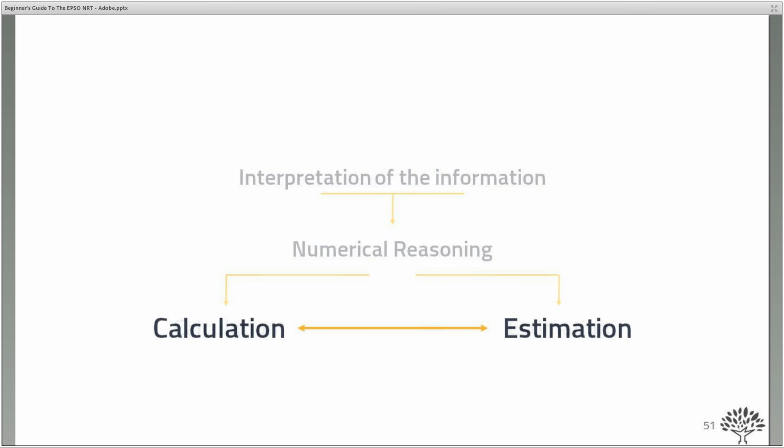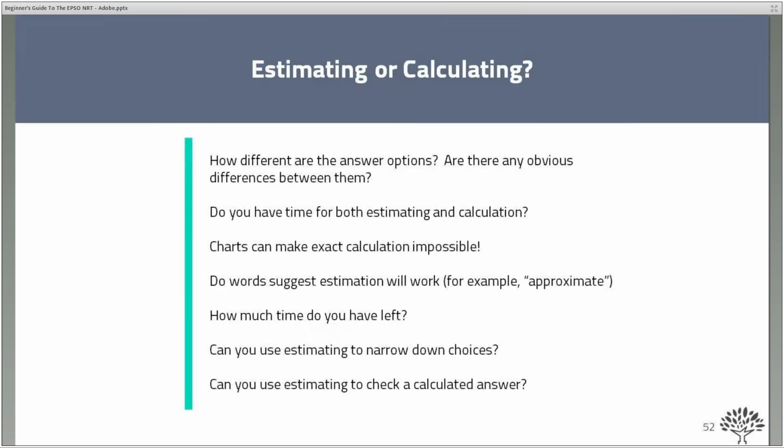One question you might have, and there's no golden rule for this, but I'm going to try and give you some guidance, is whether to use calculation or estimation when you approach a question. So here are some pointers that can help you see which is more appropriate. How different are the answer options? If they're very packed together, then estimation may well not work. If there are huge differences, even between sets, it might help you narrow down quickly.